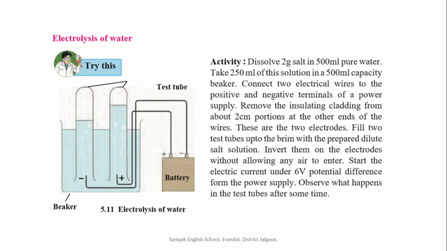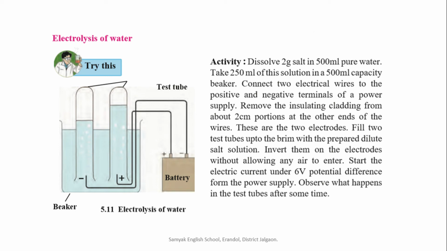Now there is an experiment described in your book about electrolysis of water. Here 2 gram salt is dissolved in 500 ml of water. Take 250 of this and put it in a 500 ml capacity beaker. Connect two electrical wires to the positive and negative terminal of battery. Remove the insulating cladding from both the wires 2 cm from the ends. These are the 2 electrodes.